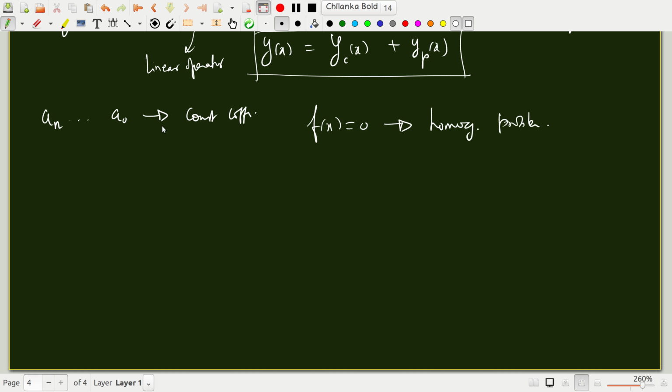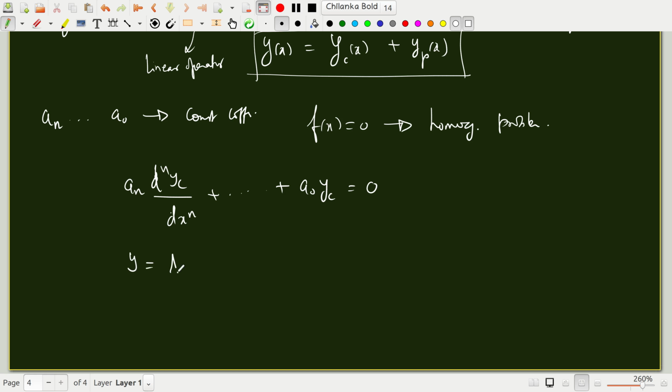Okay, so you have an nth-order linear differential equation, a_n d^n y_c/dx^n plus ... plus a_0 y_c equal to 0, for the complementary function. So y_c must have n constants, and therefore n linearly independent solutions. How do you find those solutions?